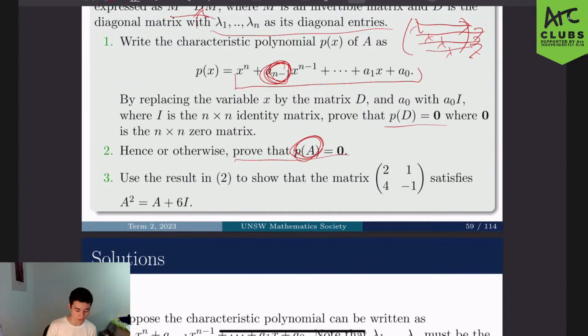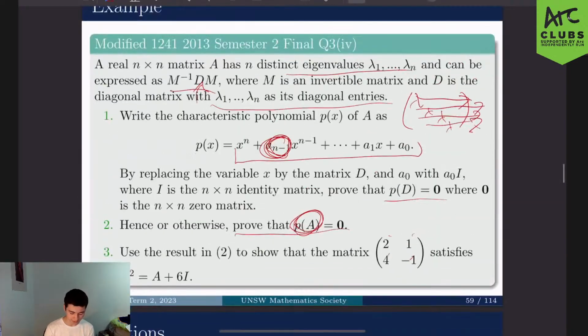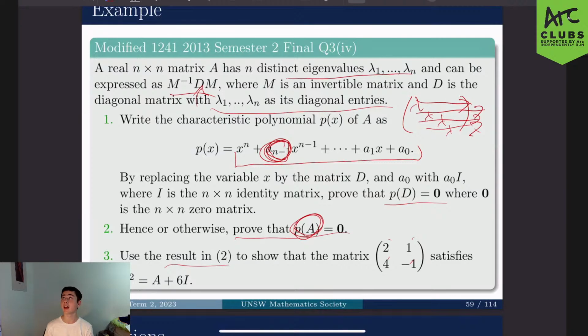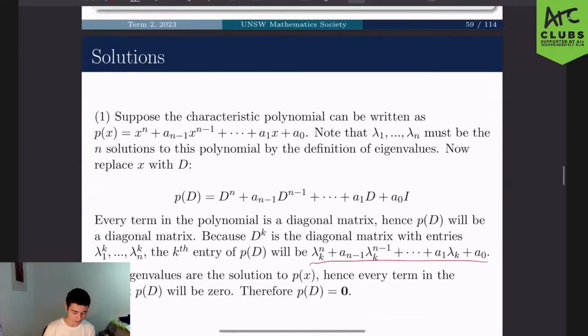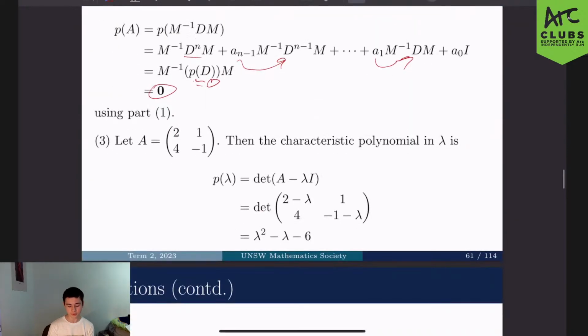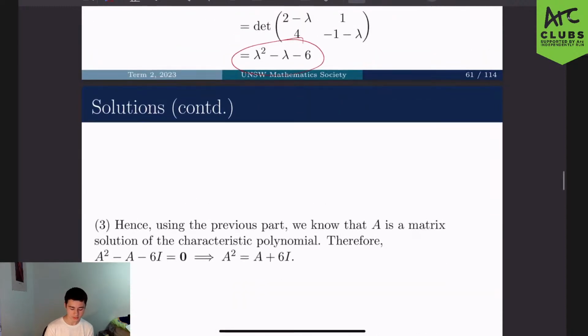Next up, we're going to use the result in question 2 to show that the matrix 2, 1, 4, minus 1 satisfies A squared equals A plus 6I. Big hint, it uses the result in part 2. We're going to find the characteristic polynomial and substitute A, letting that equal 0. So to find the characteristic polynomial, we subtract lambda I, we solve this, and substituting A for lambda, we get a solution. And so we've proven what is required.